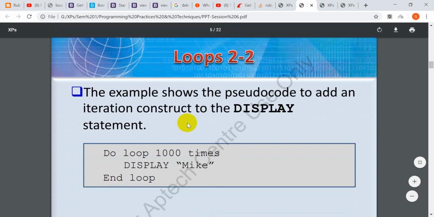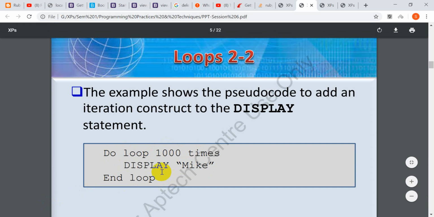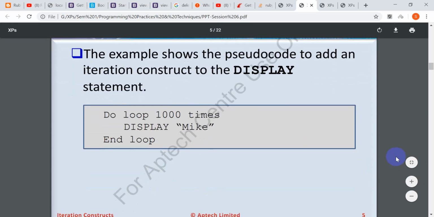So here, look at it. Do loop 1000 times, display Mike, and look. In one nation is pseudocode. Looping 1000 times. This is the condition. Then display what? Mike. Then end the loop. This is the short pseudocode. Once you just type this, but this is not the actual code, right? This is the pseudocode, like how it looks. You get? So once you run it, it will give you 1000 times and end loop. You understand?